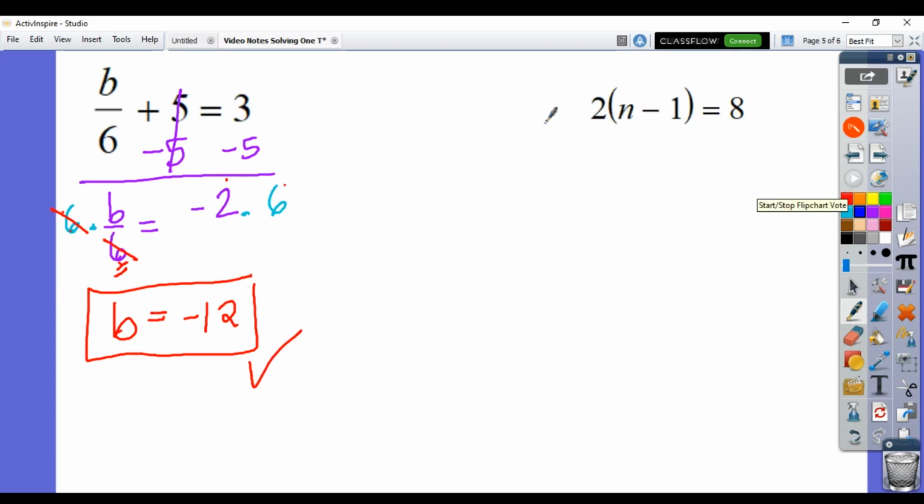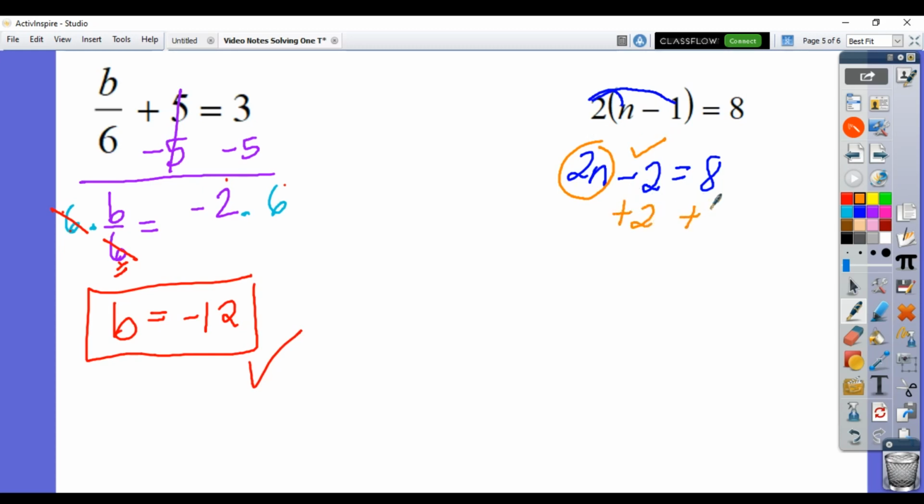Here, I see a parenthesis. Most students will distribute this, which is fine, but there are multiple ways of doing this. So let's just distribute it for now. 2 times n is 2n. 2 times negative 1 is negative 2, is equal to 8. What do we do next? The variable is right here, so I need to get rid of this by doing the opposite, by adding 2, adding 2.